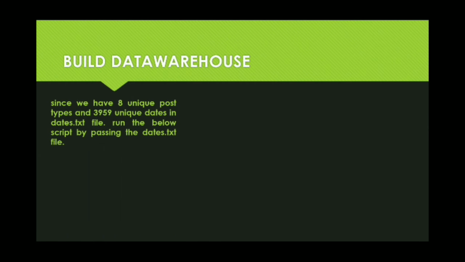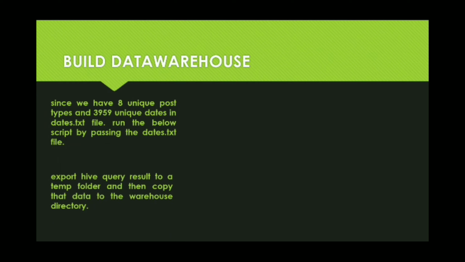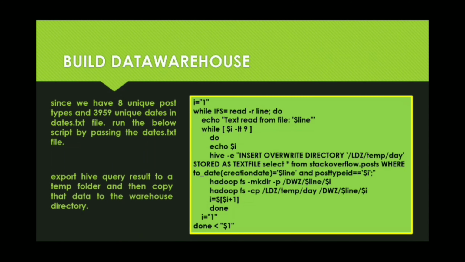So next, building the data warehouse. Since we have 8 unique post types and 3,959 unique dates in the dates.txt file, run the below script by passing the dates.txt file. It exports the Hive query result to a temp folder and then copies that data to the warehouse directory. So this is the script file for that, and these are the screenshots. The first screenshot on the left top shows the script, and the next one just below that is the running. The right topmost one shows the generated folders and subfolders, and the right bottommost one shows it reads sample data.